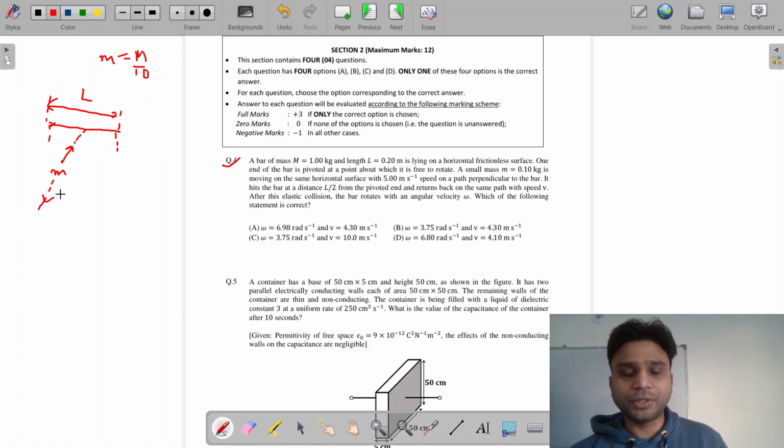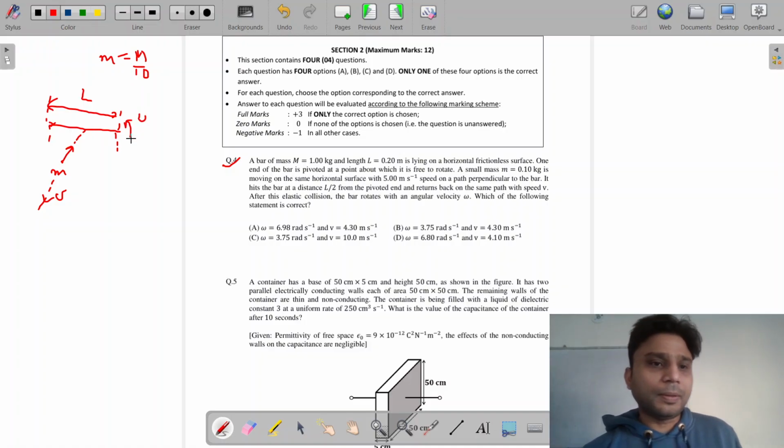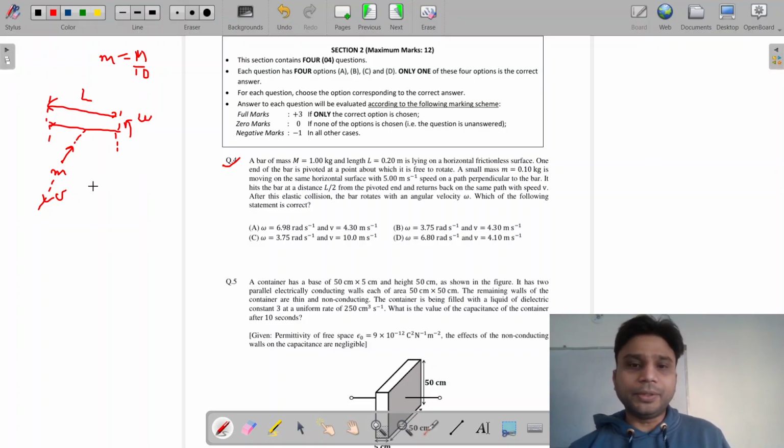The question is, what is the speed of the mass m when it turns back, and what is the angular speed of the bar as it starts turning? So omega of the bar is what we need to evaluate.